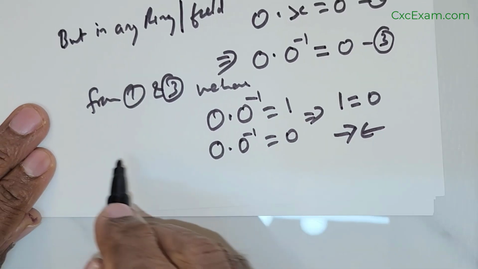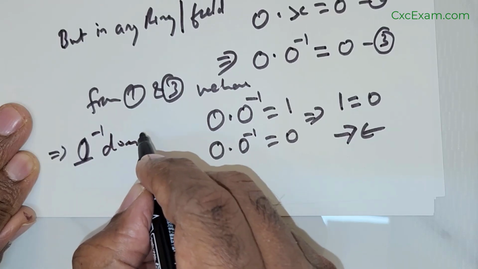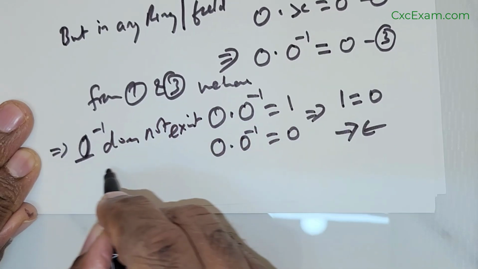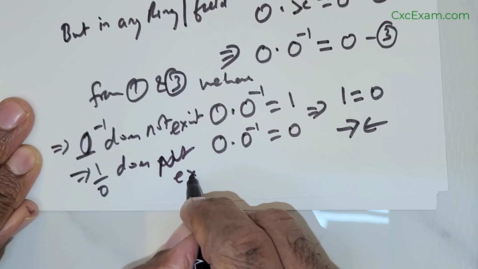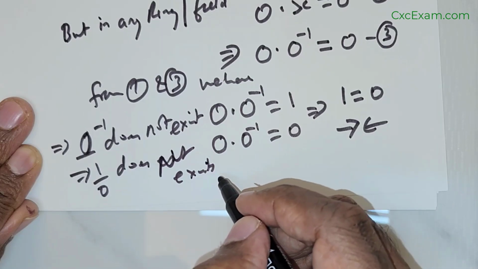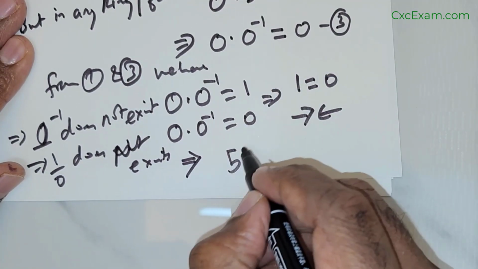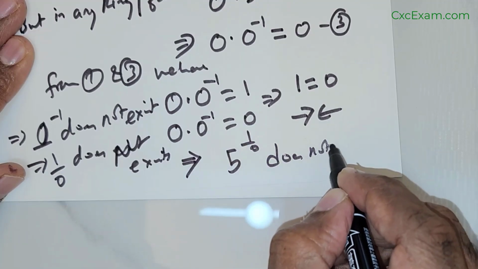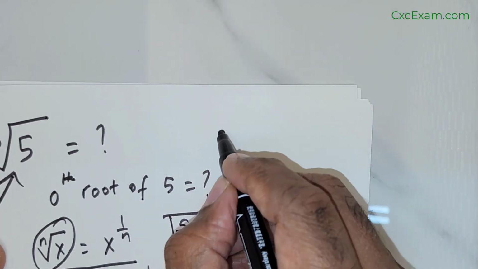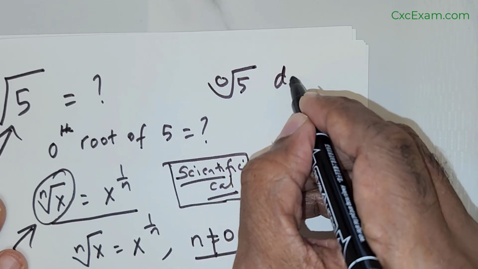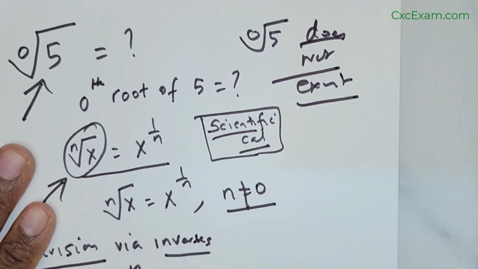So what is the meaning of this? This means 0 raised to the power of minus 1 does not exist, which means 1 over 0 does not exist, which in turn would mean 5 raised to the power of 1 over 0 does not exist, which in turn would mean the 0th root of 5 does not exist. Okay, so that is the solution for this question.